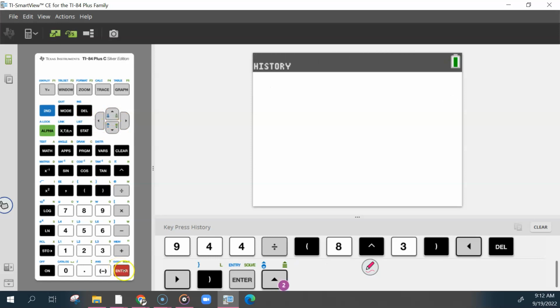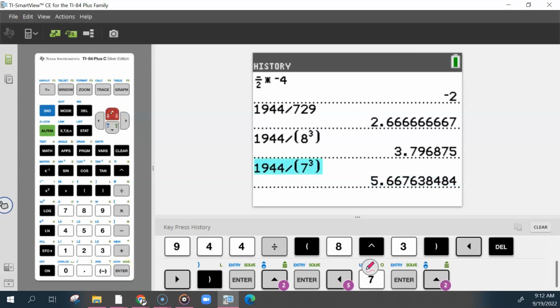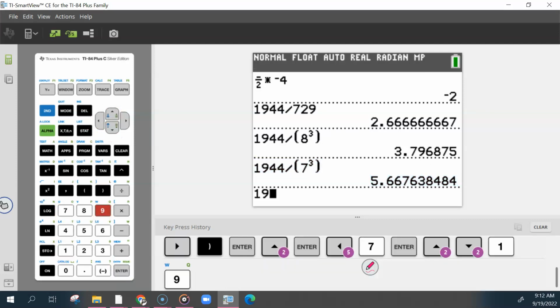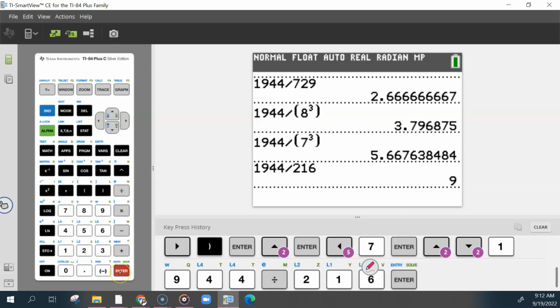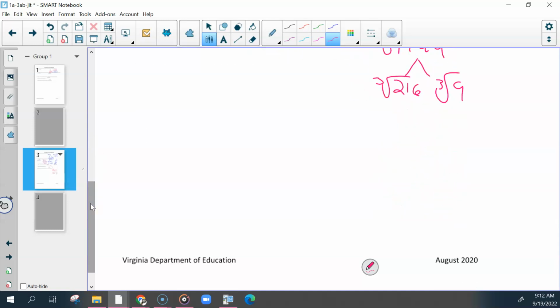7 cubed. And then 216. 216 works. I know 216 and the cube root of 9 would work. The cube root of 216 is 6. 9 can only be broken down to 3 and 3, and I need a group of 3, so I cannot simplify that anymore.